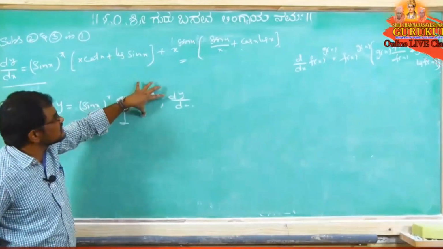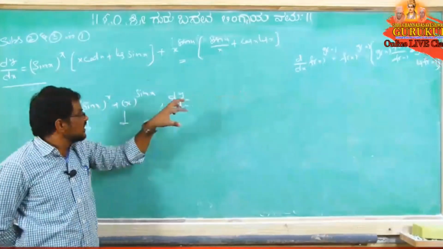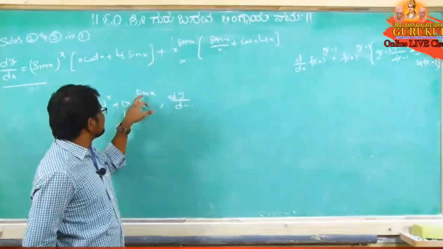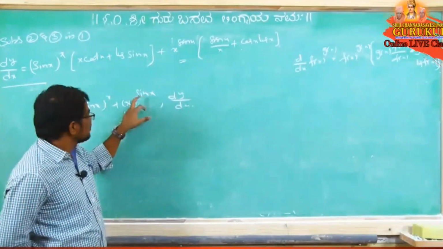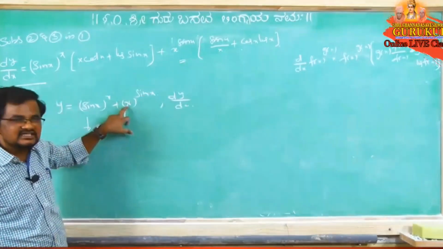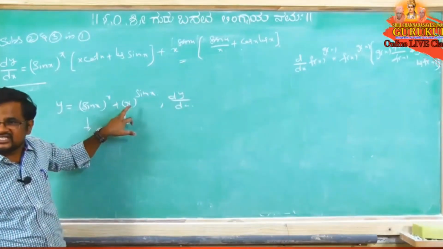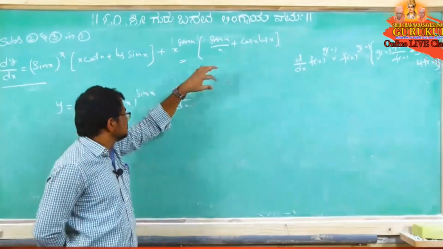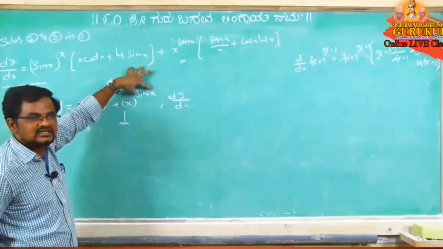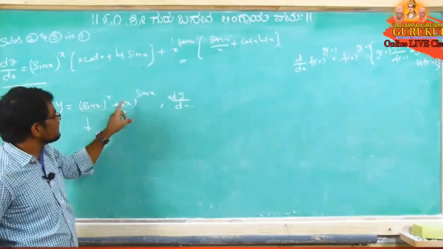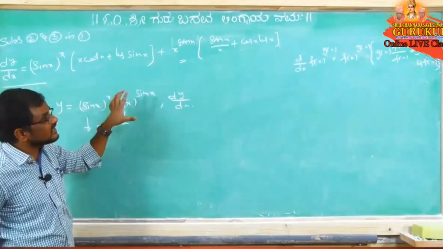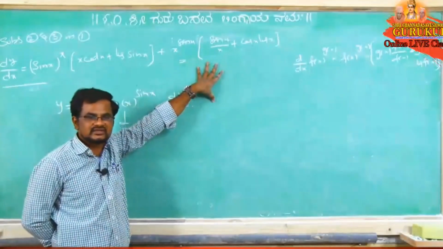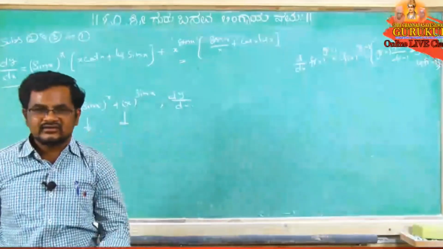For this one also, you apply the same formula. f of x whole power g of x into g of x, which is sin x, into f dash x by f of x. f dash x is 1 divided by f of x, which is x, plus g dash x, which is cos x, into log of f of x, which is log x. So directly, if you apply this formula for this one and this one, you will get the answer. So directly you can identify the given answer.